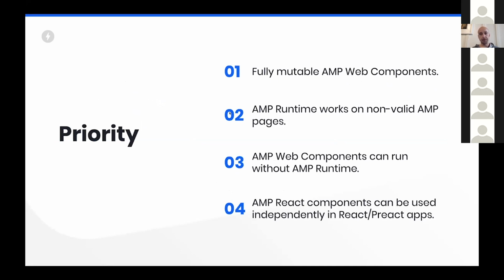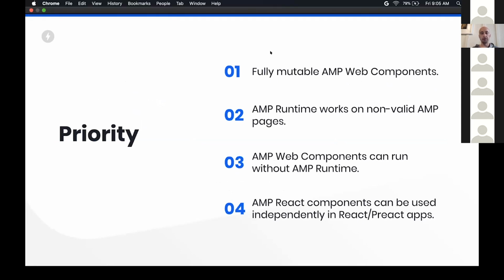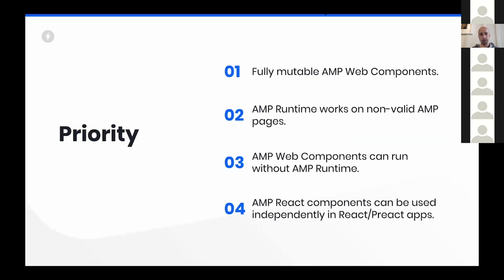Our second step is we are working on making AMP runtime function correctly on non-valid AMP pages. What we have historically been calling a dirty AMP will no longer be dirty. This mainly involves removing some of the initial assumptions of a page structure and optimizing for mutability.